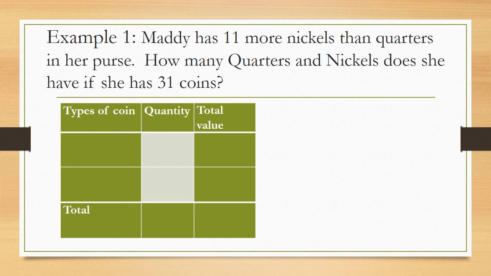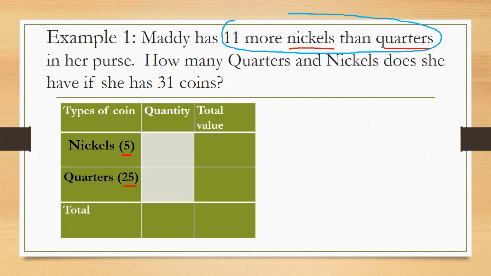So looking at this problem, we have two kinds of coins. We have nickels and quarters, and this is exactly what I'm going to put in my table. I know that nickels are 5 cents and quarters are 25 cents. So in this problem, I have the statement 11 more nickels than quarters. This is a very important statement because it is going to help me translate the quantity of the coins in this problem.